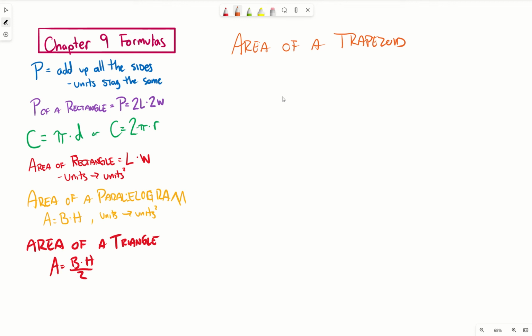All right, you guys, I'm going to need you to follow with me just for a little bit. Trust the process. Know that we're going to get there. Today, we're talking about how to find the area of a trapezoid.